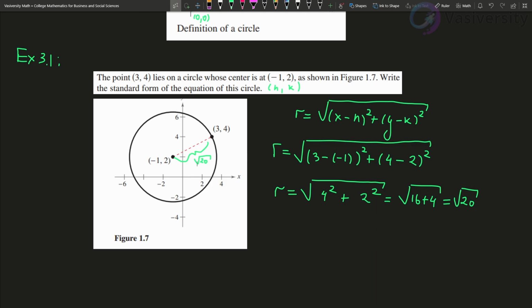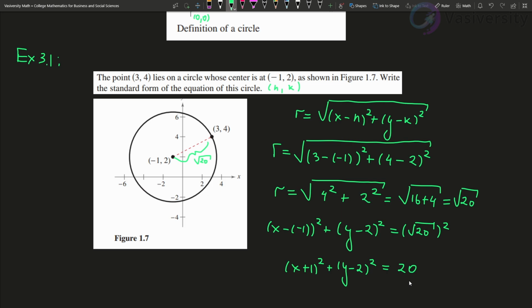Okay, and then now we will have to write down the equation, right? So by using the definition that we just learned, we're going to have x minus -1 squared plus y minus 2 squared is equal to square root of 20 squared. So the final equation is x plus 1 squared plus y minus 2 squared is equal to 20. All right, that would be the standard form. Right? Perfect. That would be it for this lesson. Thank you and see you in the next lesson.